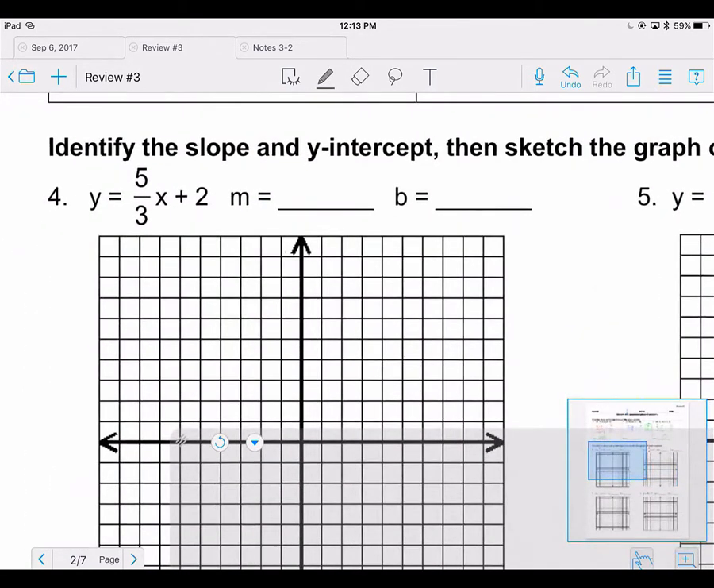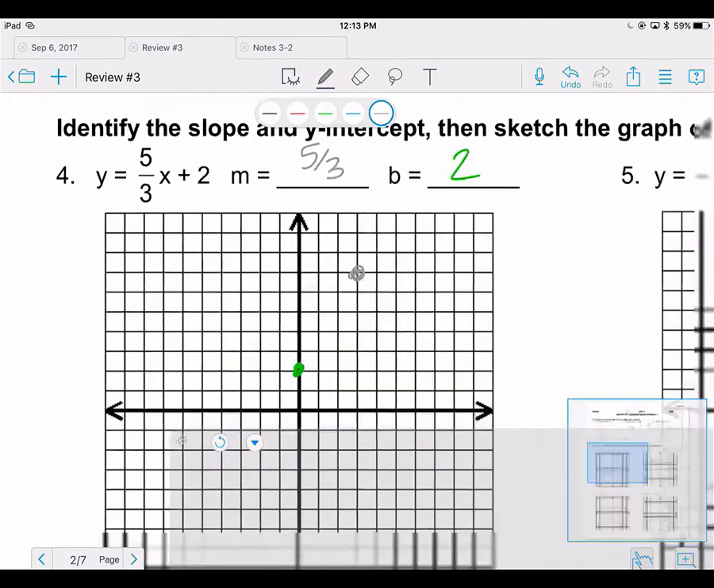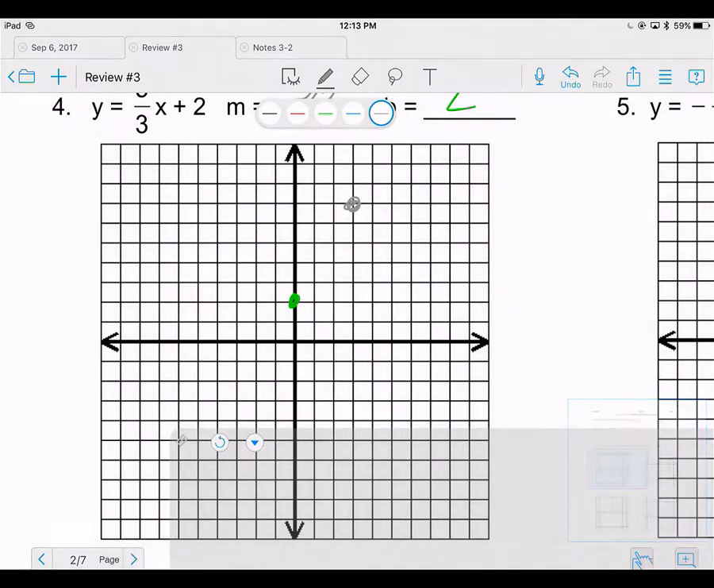Problem 4, we have a slope of 5/3 and a b of 2. So we start at 2 on the y-axis and then go up 5, to the right 3. If you cannot go up any further, you can go down and to the left. Just make sure it all stays in a line, like so.